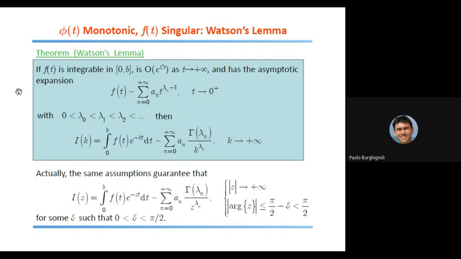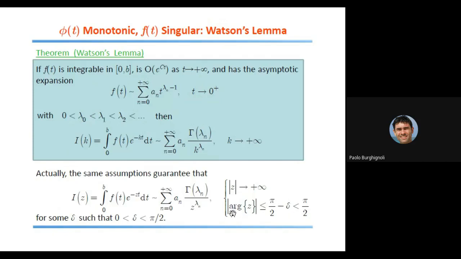Actually, with the same assumptions, you can extend everything in the complex plane. So you can even let the large parameter be a complex variable z, whose absolute value tends to infinity. So again, we are interested in the asymptotic limit when the absolute value of the argument here goes to infinity. However, you must bound the argument of the z variable strictly in the right half plane.